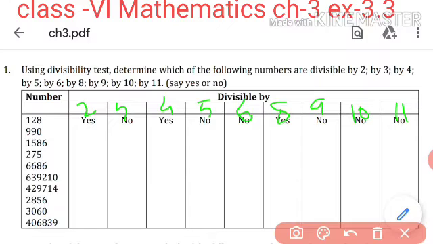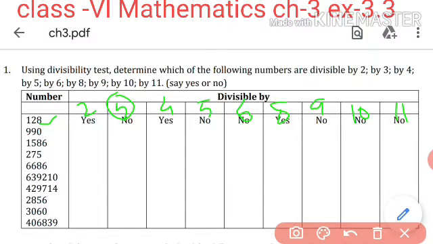So first is 128. So 128 is divisible by 2, isn't it? Because the last digit is what? 8. So it will be divisible by 2. So yes. Now again, is 128 divisible by 3? No, because the sum of the digits will be how much? 1 plus 2 is 3. 3 plus 8 is 11. So 11 is not divisible by 3. So this number will not be divisible by 3.